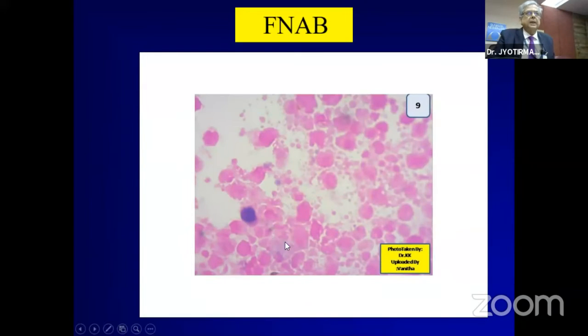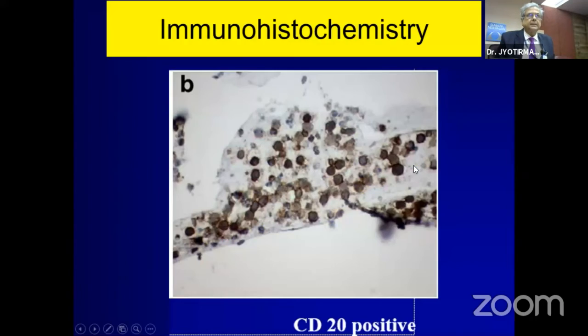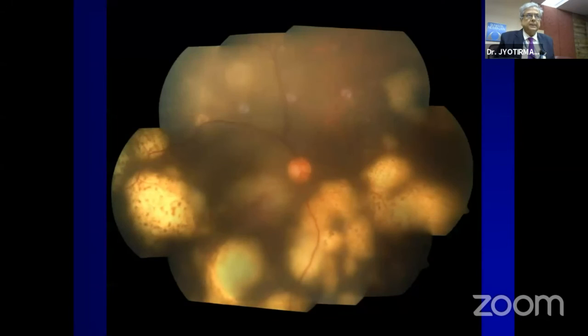I'm just showing the FNAB specimen. You can see the necrotic background, which is very characteristic of lymphoma, with large lymphoid cells over here. This is the cell block. In this necrotic background are multiple pleomorphic lymphoma cells with hyperchromatic nuclei and scanty cytoplasm. CD20 was positive, which is a B cell marker, suggesting a B cell lymphoma. MRI brain was normal. PET CT scan at this stage showed no metastasis.